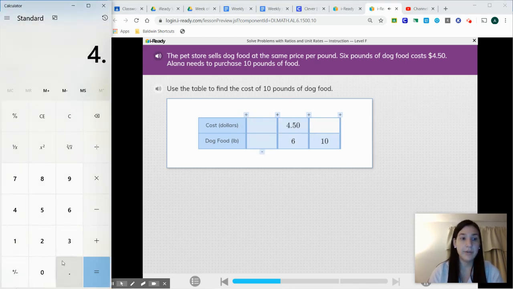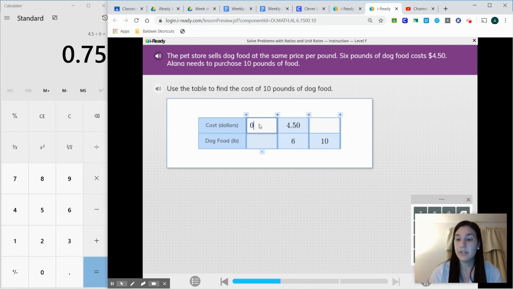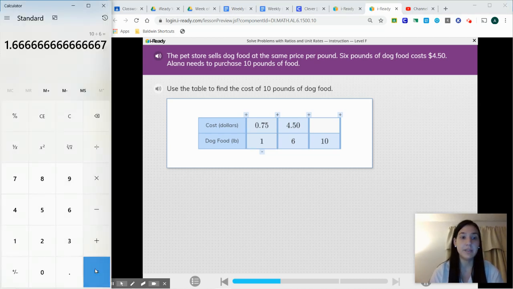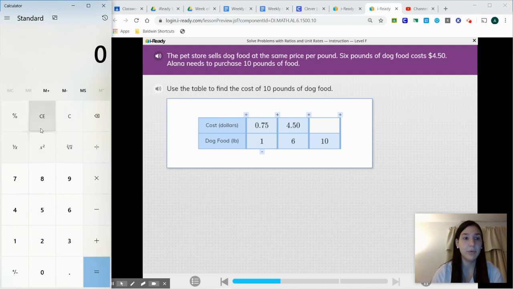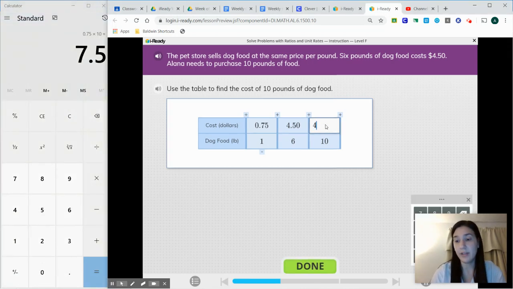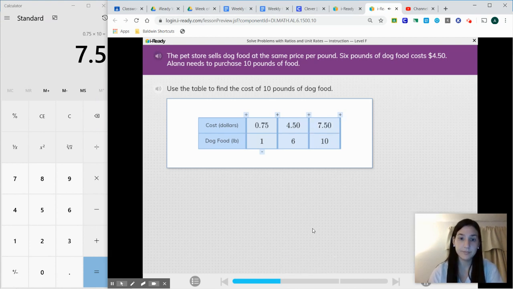So we're going to find our unit rate. $4.50 divided by 6 gives us 75 cents per pound of dog food. Now we're going to take that 75 cents and multiply it by 10. So mental math, we just move our decimal point over one time. So 0.75 times 10, not divided by 10. And it'll give us $7.50. Well done.